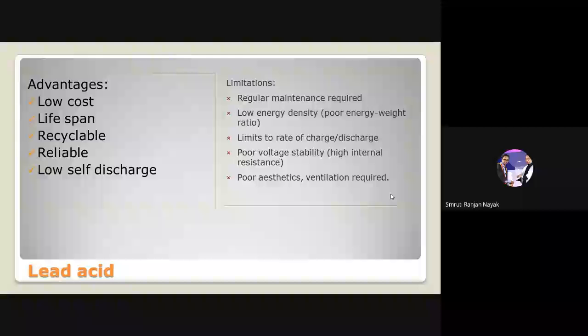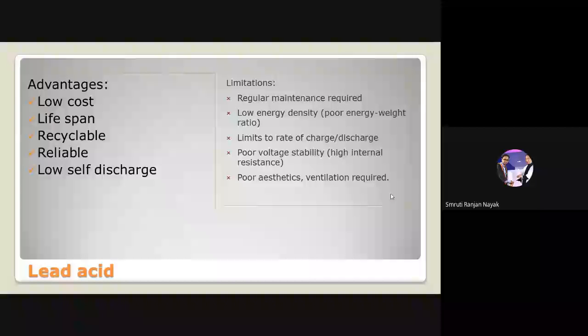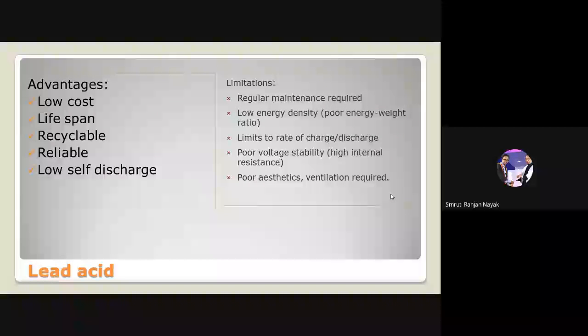It is my practical experience. One lead acid battery, 150 ampere hour, 12 volt, is now running its 11th year. It has expired its warranty and guarantee, but still the backup is about 6 hours per day, because it is well maintained.